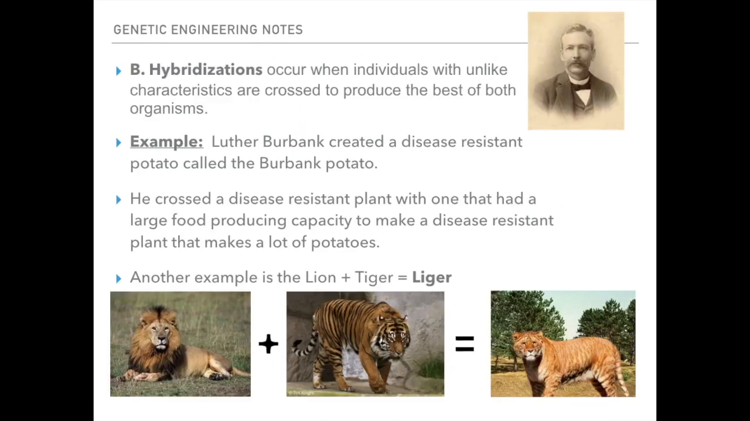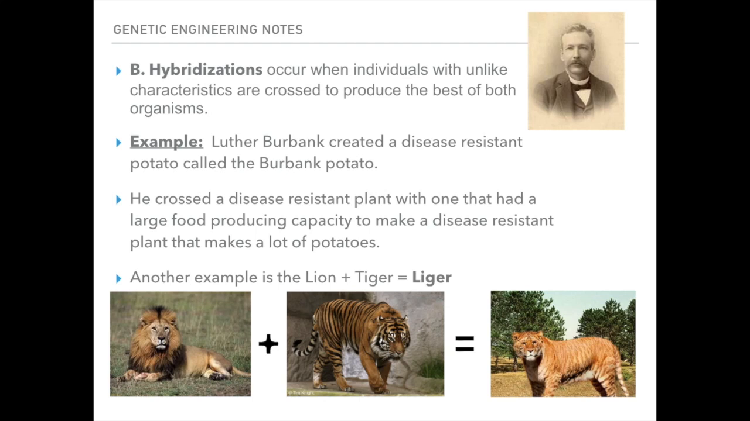Okay, hybridization occurs when individuals with unlike characteristics are crossed to produce the best of both organisms. So there are 2 animals or 2 plants that are different, and then I'm mating them together. Remember, hybrid means different. Hybrid was referring to many times you're heterozygous.